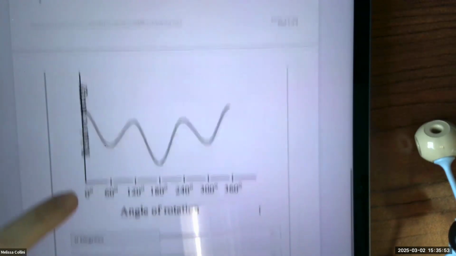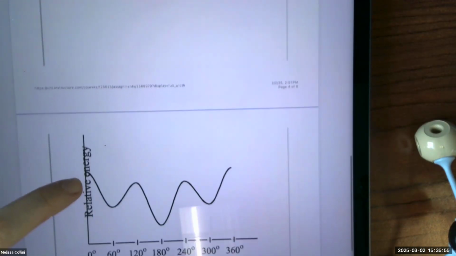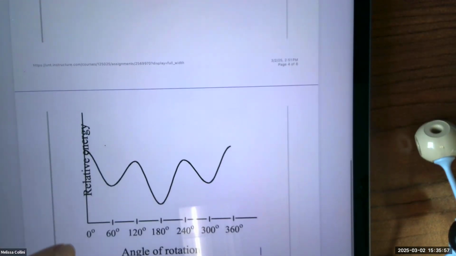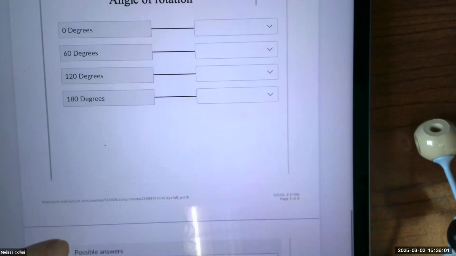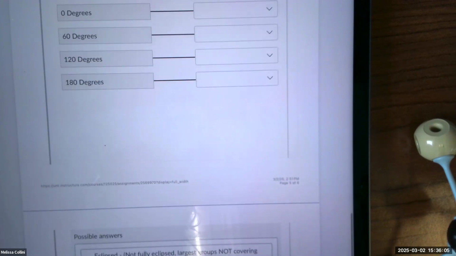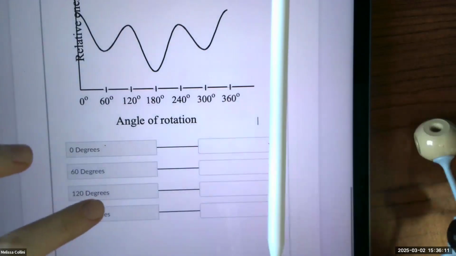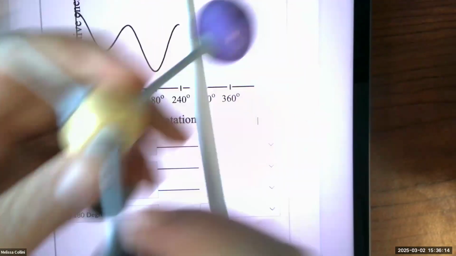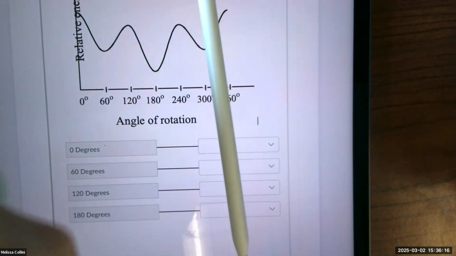Okay, now this last one: match the following names to their correct angle of rotation. So the names are listed down here. You could have eclipsed, not fully eclipsed, where the largest groups are not covering one another. You could have fully eclipsed with the largest groups covering one another, staggered anti, or staggered gauche. And so I'm going to adjust this a little bit.